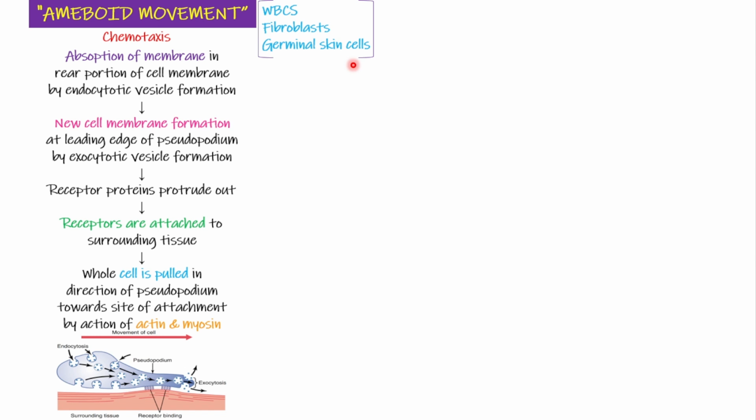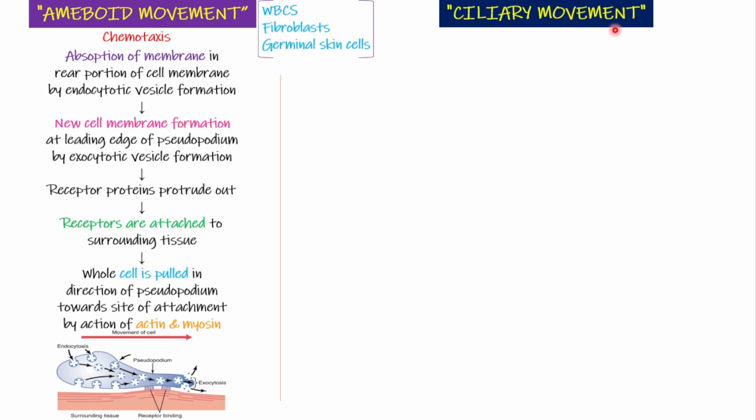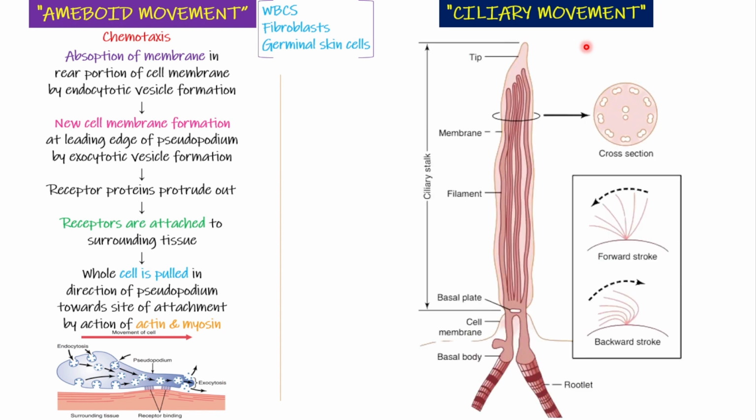Okay, so the second one is ciliary movement, performed by cilia. So what exactly are cilia? Let's discuss their structure briefly. Now this is a cilium, this is its tip, this is its membrane, and inside the cilium are the filaments, and down there is the basal body from where the cilium originates.